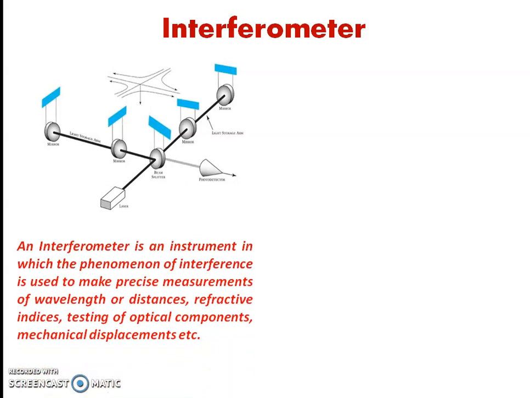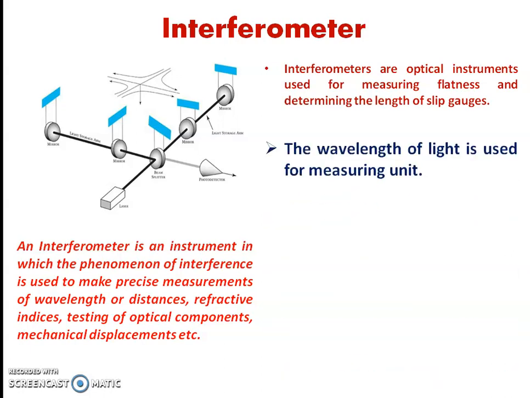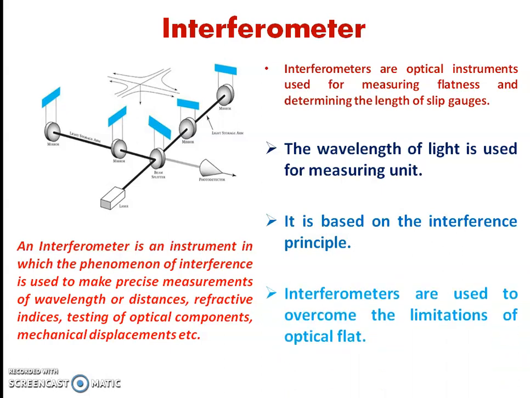Interferometer is an instrument in which the phenomenon of interference is used to make precise measurements of wavelength or distances, refractive indices, testing of optical components, mechanical displacements, etc. It is an optical instrument which is used for measuring the flatness and determining the length of slip gauges. The wavelength of light is used as the measuring unit, based on the principle of interference. It is also used to overcome the limitations of optical flat. So this is all about the interferometer.